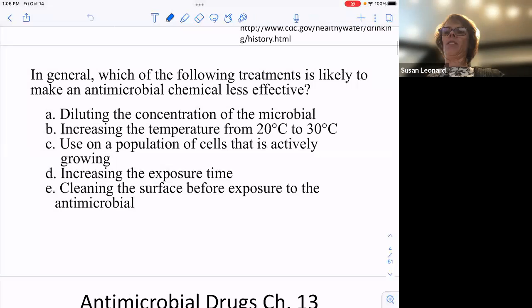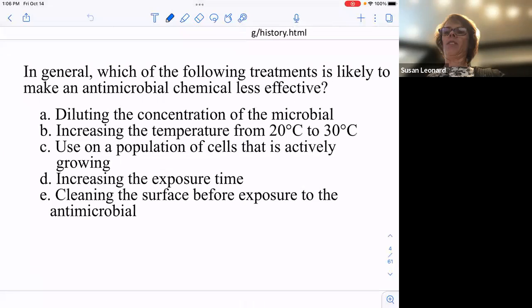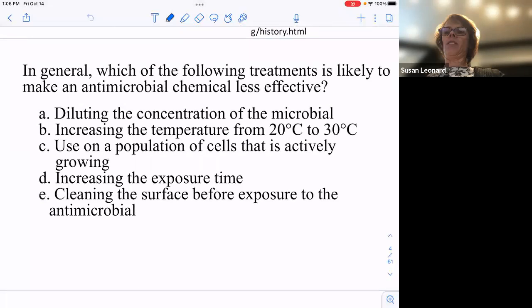Okay, so I wanted to give you a practice question here. Again, I had a couple of people ask about this, so I wanted to make sure I was clear on the term. In general, which of the following treatments is likely to make an antimicrobial chemical less effective? Okay, I'll give you a second to read that over. Think about what you choose.